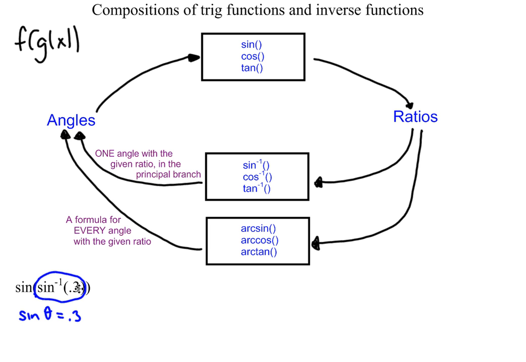I'm going around in a circle here. It's just like f of f inverse of x. I start with some ratio, I do the inverse sine, I get an angle. I take that angle, I take the sine of it, I go back to the ratio that I started with, okay? This can be a little bit more complicated for different types of problems.